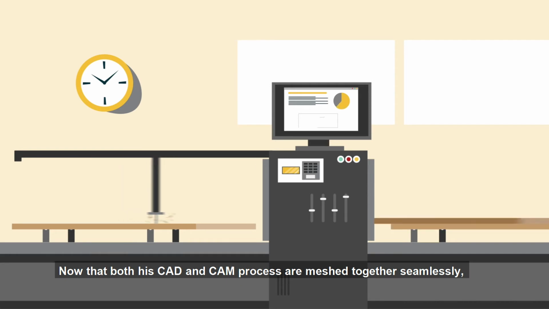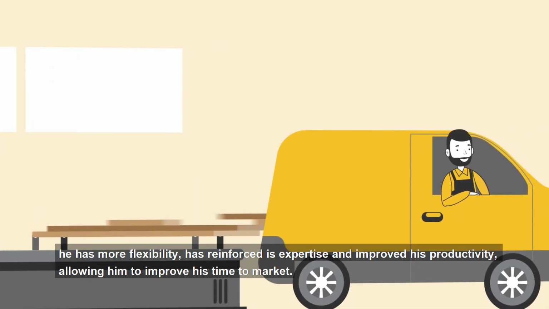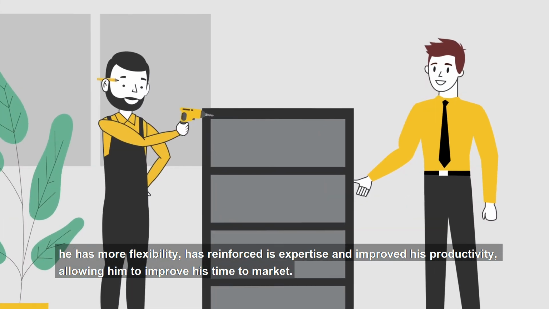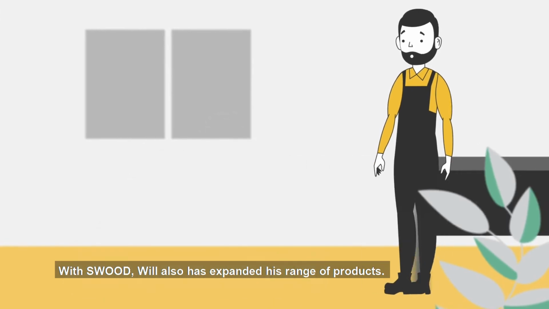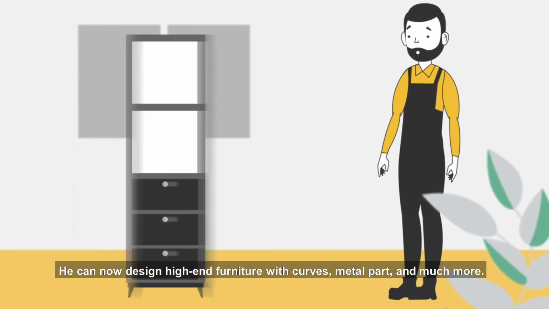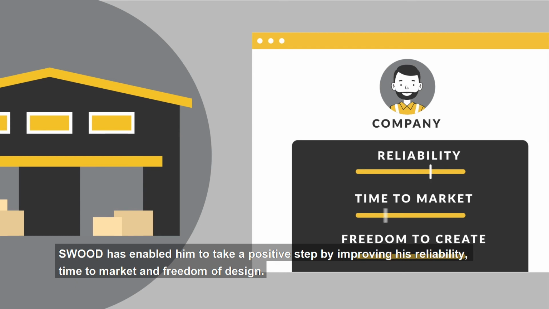Now that both his CAD and CAM processes are meshed together seamlessly, he has more flexibility, has reinforced his expertise, and improved his productivity, allowing him to improve his time to market. With SWOOD, Will has also expanded his range of products. He can now design high-end furniture with curves, metal parts, and much more. SWOOD has enabled him to take a positive step by improving his reliability, time to market, and freedom of design.